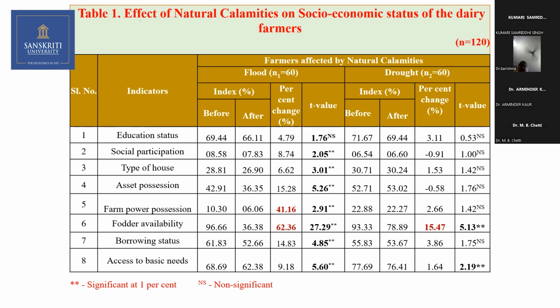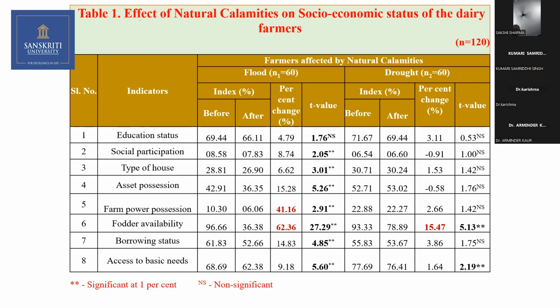Before it was more, but after the flood, the social participation has decreased to the extent of 8.74, which is statistically significant. And type of house also, some of them have lost their house. 6.62 percent decrease is there, and the calculated T value is 3.01, which is highly significant. That means after the flood, few people have significantly lost their houses. Then asset possession also, they have lost their assets. 15.28% decrease is there, which is also statistically significant, the T value being 5.26.